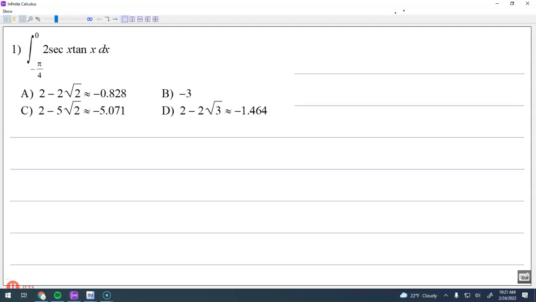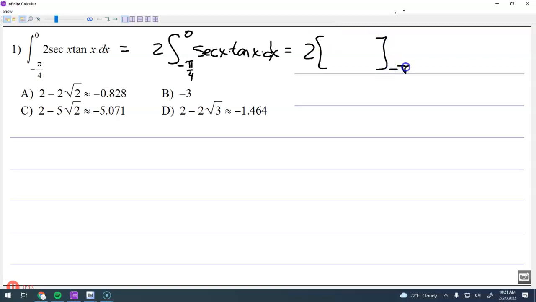So what I would do is look at it like this. I'm going to bring the 2 out, and then rewrite it as sec x tan x. And then I'll have a 2 outside of my integral. And then, like I said, what's the integral of sec tan? It's sec. So we get to there.